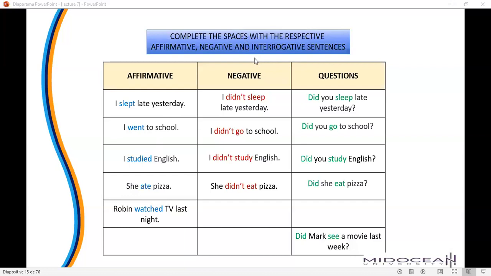Robin didn't watch TV last night. Did Robin watch TV last night? Okay, let's check. Negative form: Robin didn't watch TV last night. Question: Did Robin watch TV last night? Thank you. Good answers. Let's continue.